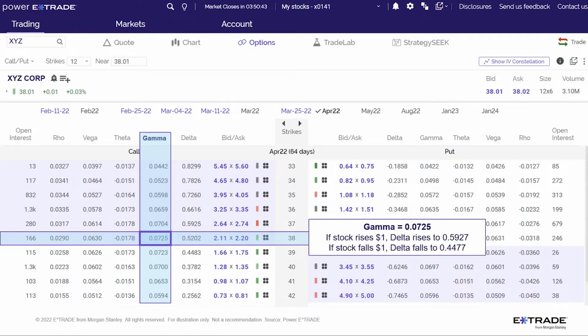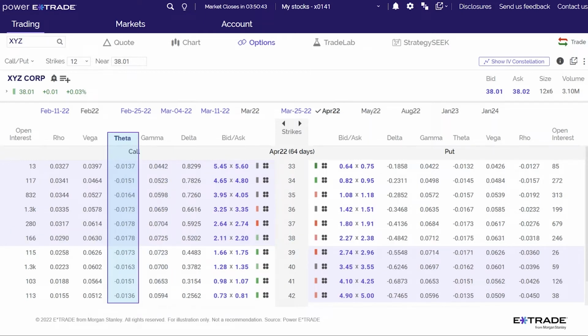The main point with gamma, as you can see here, is to recognize the range that delta can have. And so if the stock rose $1, delta would rise up to almost 0.6. And if the stock fell $1, delta would fall below 0.45. Now on to theta.